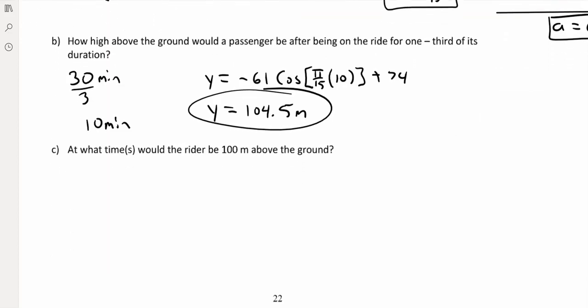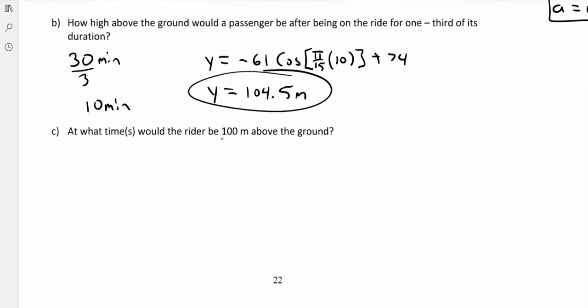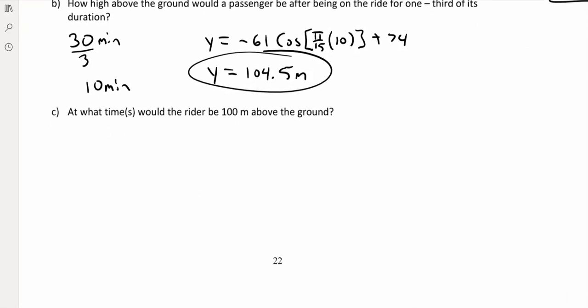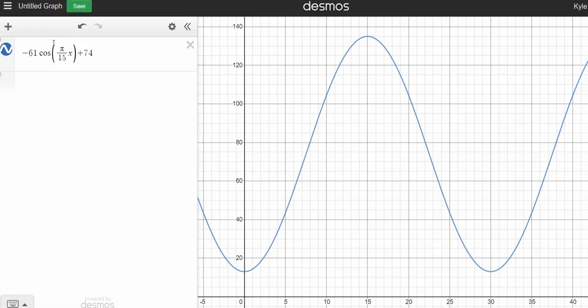So now the next part says, at what times would the rider be 100 meters above the ground? Okay, so let's think about this a little more clearly. Actually, I'm going to graph this. So there is the equation that we made for our Ferris wheel. We're getting on at the bottom, so this all makes sense. We get on at 13 meters, and the max height makes sense as well.